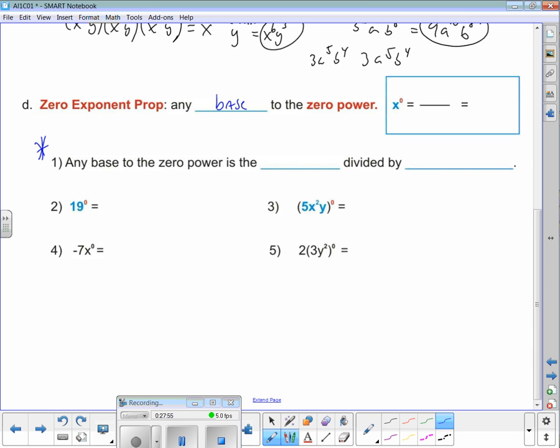Anybody remember what goes in the blanks? Nick? The base divided by itself. That is correct. That is what a 0 exponent means. The base divided by itself. So the rule is x divided by x, the base divided by the base, and what's anything divided by itself equal? Uno, sí. 1, right?